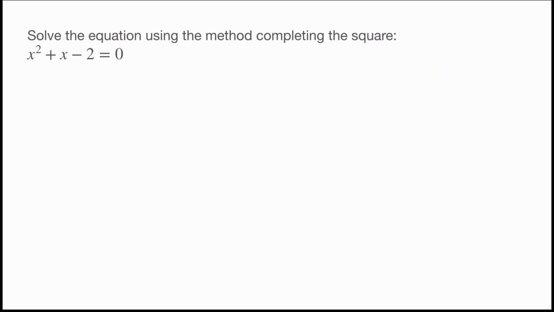Here's another example. Let's go through the exact same process. We're going to solve x squared plus x minus 2 equals 0 using the method of completing the square. Step 1, move the constant over to the right, so add 2 to both sides.